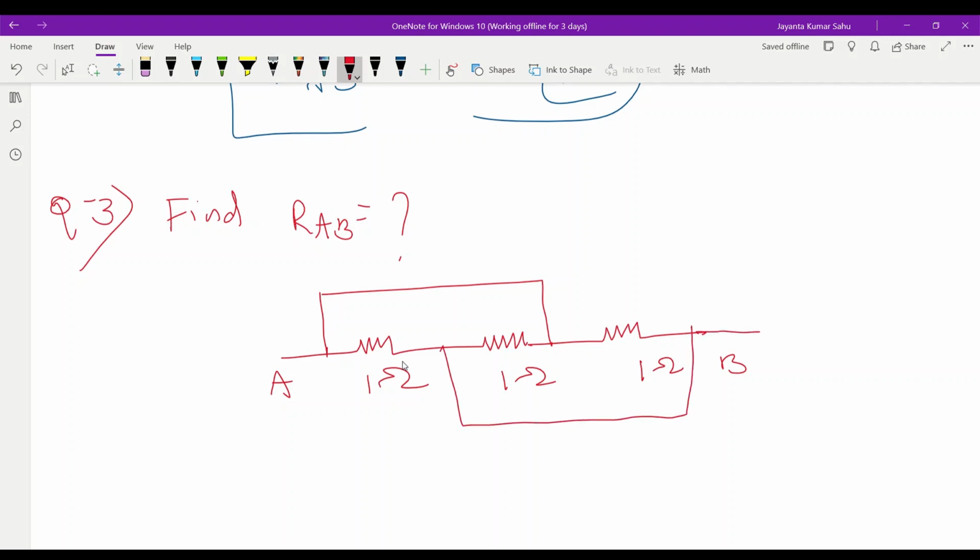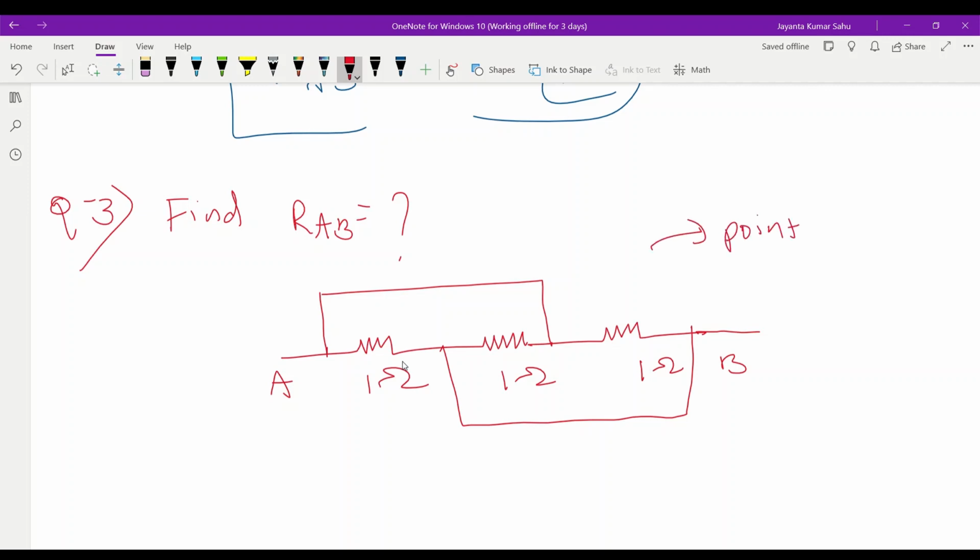In this problem, if we apply the current method, that means if the current remains the same, the resistances are connected in series. If the current is divided, the resistances are connected in parallel. If we apply this concept, then we have a confusion. If we face the confusion, what will we do? We will go for the point method. That means here we apply the point method.